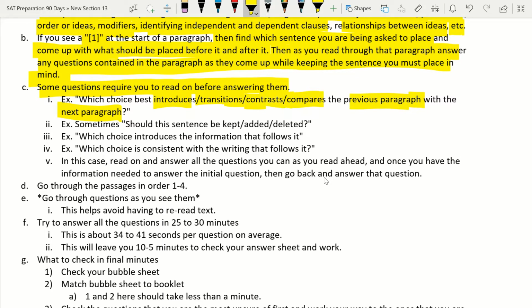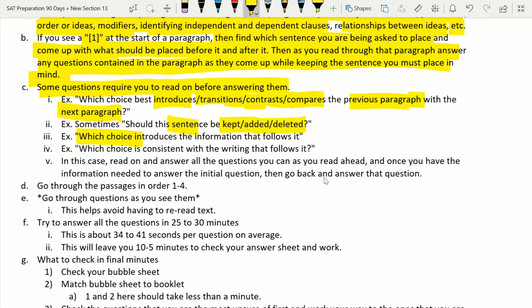Next thing, another example where you're going to probably need some more context: should this sentence be kept, added, or deleted? Any question that asks something like that, you're going to need to read on to what the next sentence after that is. That way you know if you need the sentence to provide context for the future sentence that comes right after it.